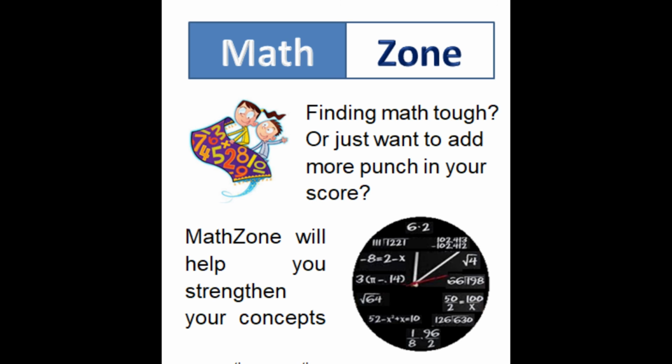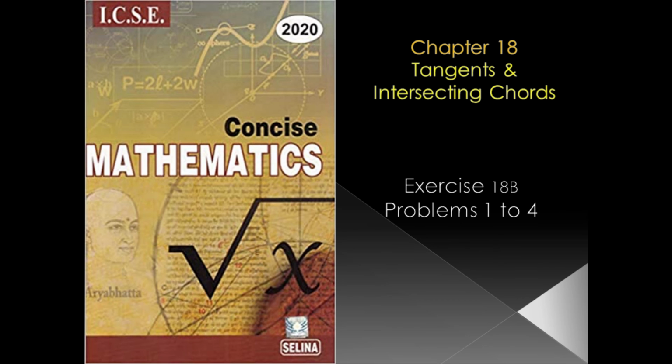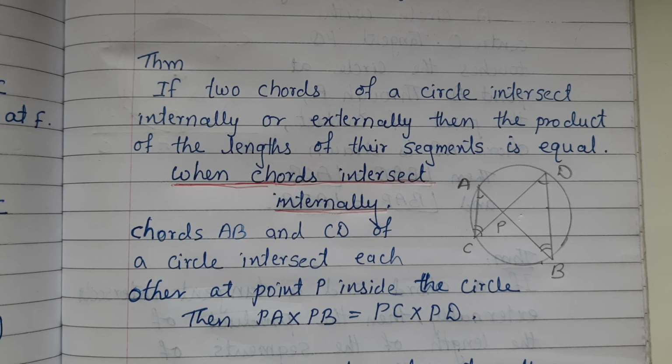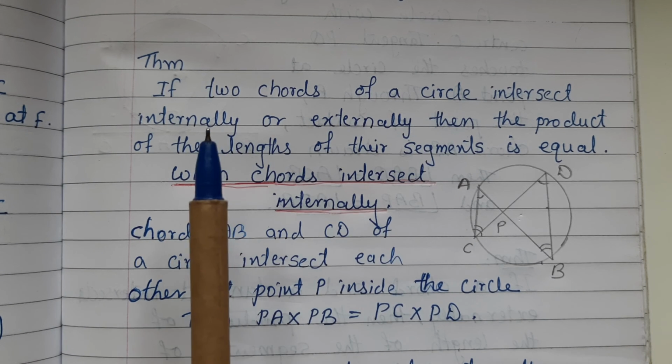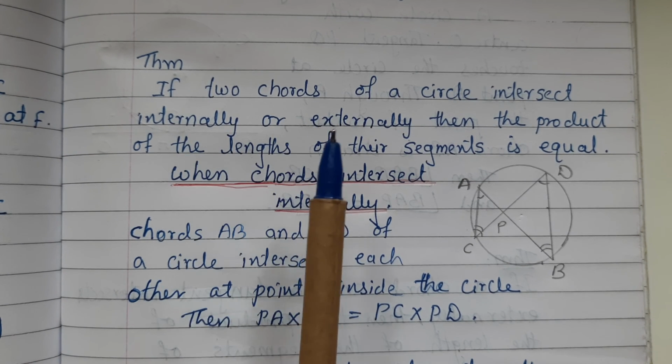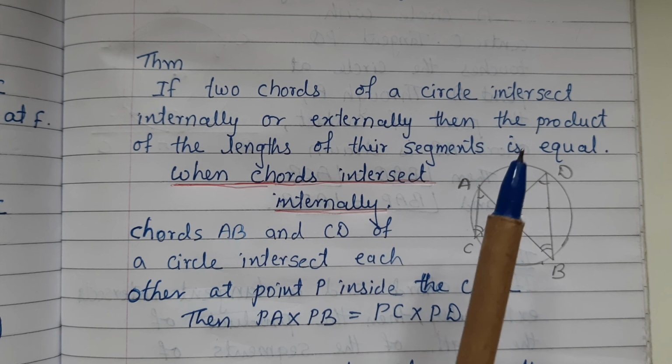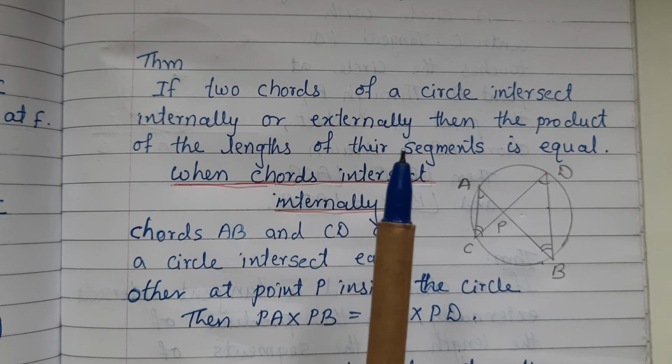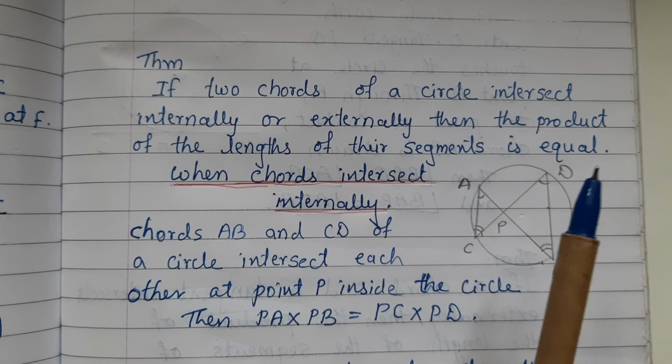Selena, Class 10, Chapter 18, Tangents and Intersecting Chords. Theorem: if two chords of a circle intersect internally or externally, then the product of the lengths of their segments is equal.